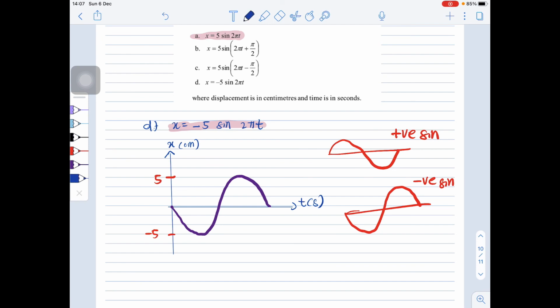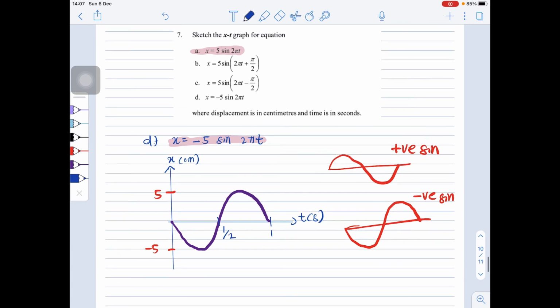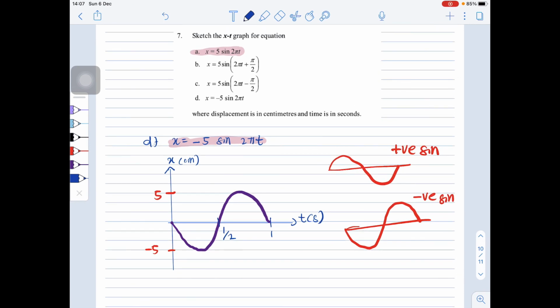So this one here will be 1 second. Here will be 1/2 second. It's very easy, this one. Okay, since the value of omega and value of amplitude is the same. Okay, so that is all for question D.